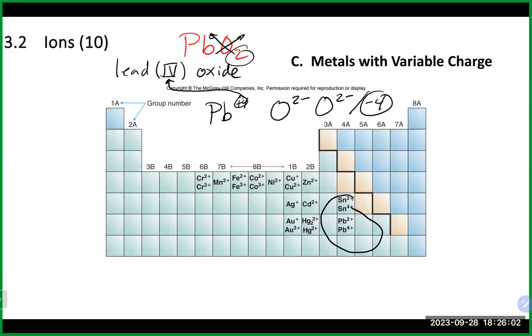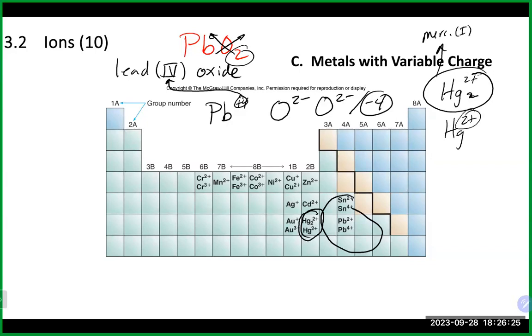Also, one that gets people sometimes is this friend right here. That's mercury. And oddly enough, the one with all the 2s is mercury 1. Yes, so that is mercury 1.